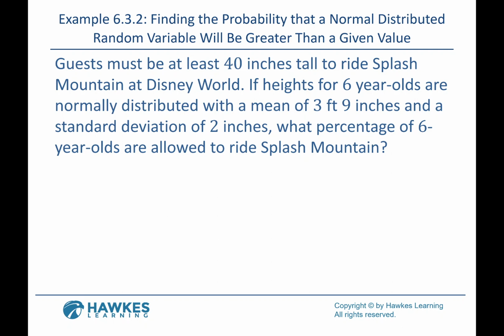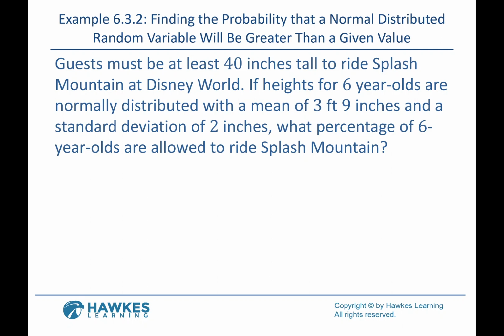All right, let's look at a different problem here. It says, guests must be at least 40 inches tall to ride Splash Mountain at Disney World. If heights for 6-year-olds are normally distributed, that tells us we can use z. We can use our standard normal distribution. With a mean of 3 feet 9 inches and a standard deviation of 2 inches, what percentage of 6-year-olds are allowed to ride Splash Mountain?